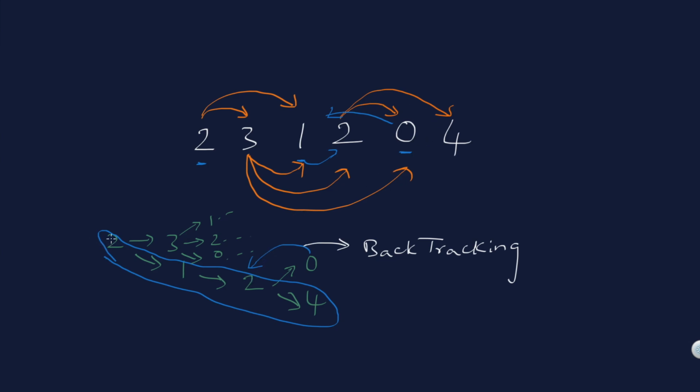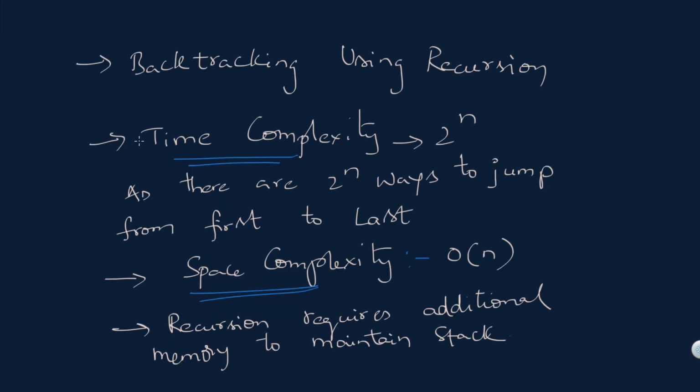If you clearly see, 2 can go in the direction of 3 or the direction of 1. Again 1 will approach 2, and 2 can go to 0 or 4. If I went to 0, it is a dead end, so I have to backtrack from 0 to 2 and travel from 2 to 4. Using this backtracking, we have to use recursion and the time complexity will be 2 power n, because there are 2 power n ways to jump from the first to the last index.